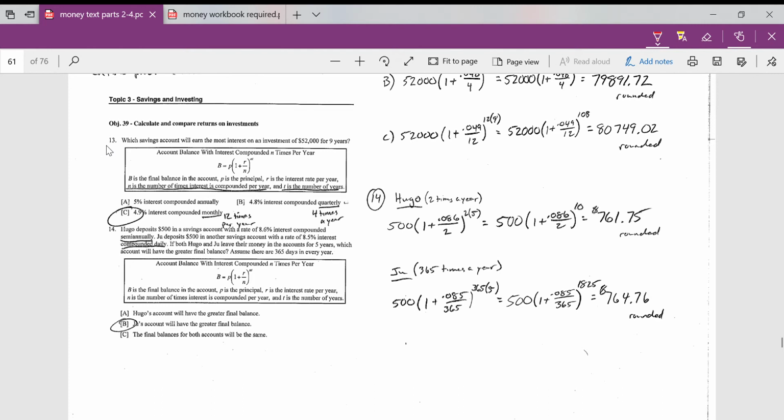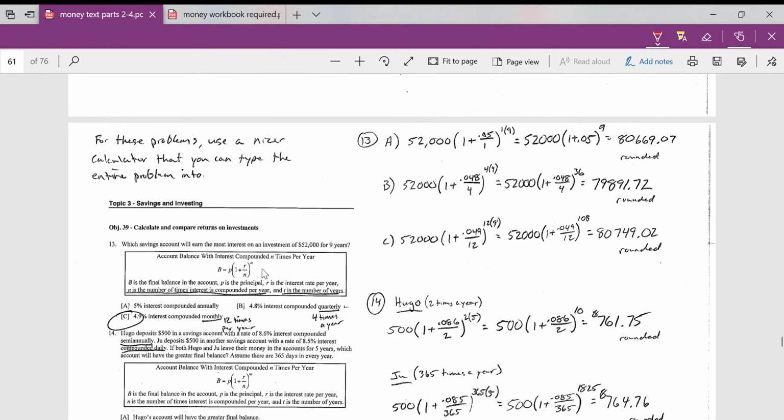Number 13 here says, which savings account will earn the most interest on an investment of $52,000 for 9 years? Depending on how long you put some money in for or how many times a year it's compounded and things like that, your interest rate can be different. So they're giving us 3 different situations here, which are choice A, B, and C. Now, each one of them the formula is going to be very similar, but there'll be something just a little different. Okay, so let's go through this formula again.